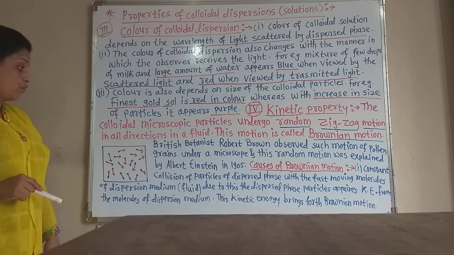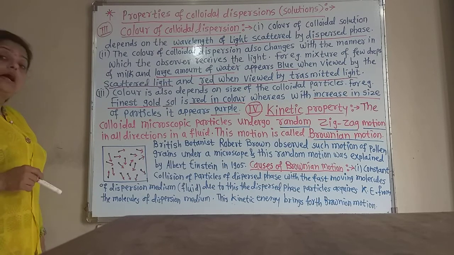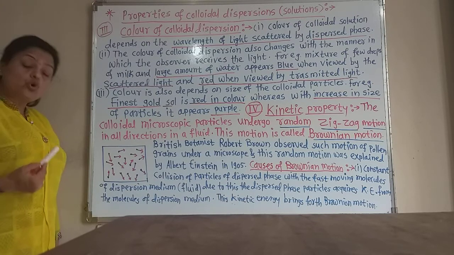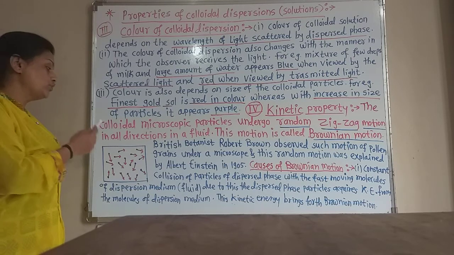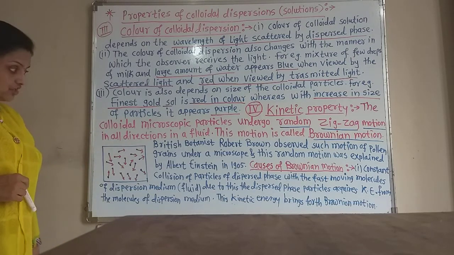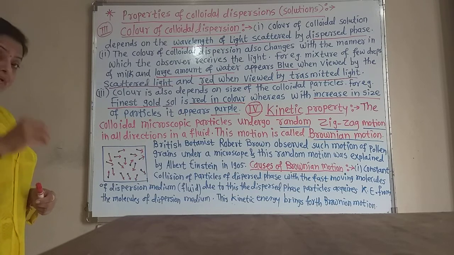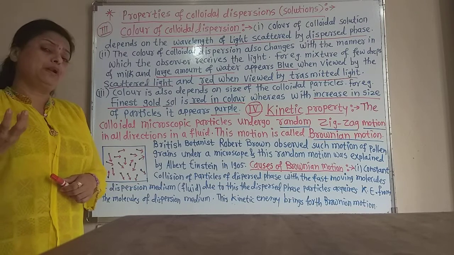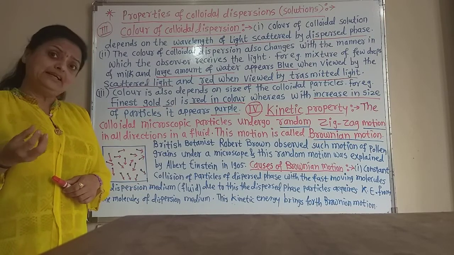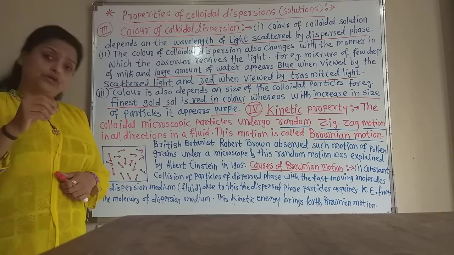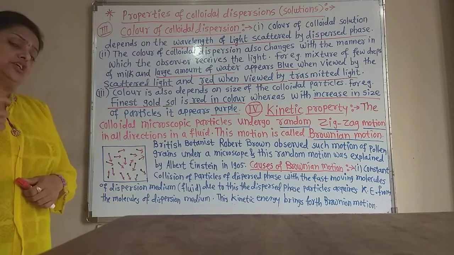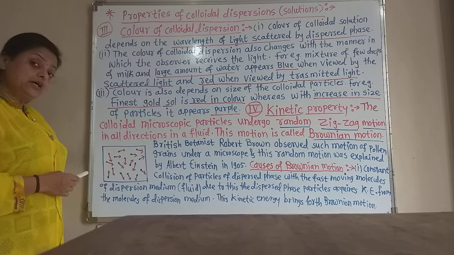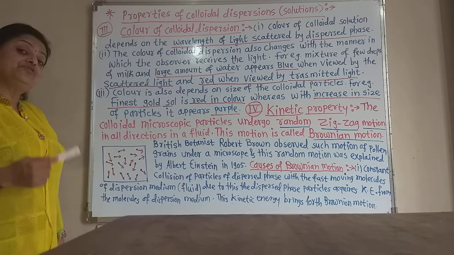Now that is the importance. So any microscopic colloidal particles undergo random zigzag motion in all directions in a fluid if we place them in a fluid. For example, if we take the pollen grains of the flowers in a petri dish containing water, if we add that pollen grains and if we see the pollen grains under the microscope, such type of random zigzag motion of the pollen grains we can observe.